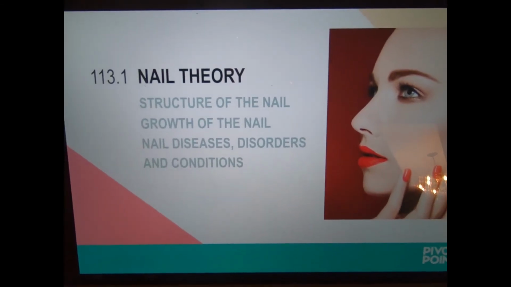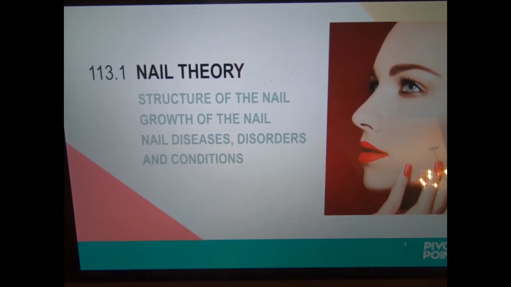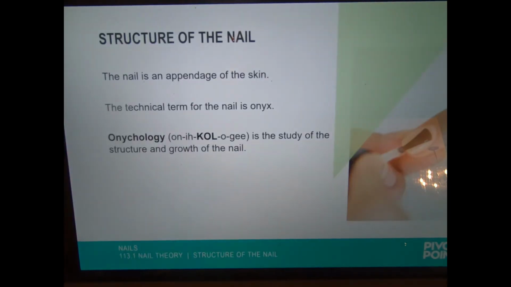Okay, today we're going to be talking about nail theory. We're going to be talking about how the nail's built, how it grows, and all the diseases, disorders, and conditions. All right, the nail is an appendage of the skin. Appendage just means something that grows out of something else. So my arm is an appendage of my body.